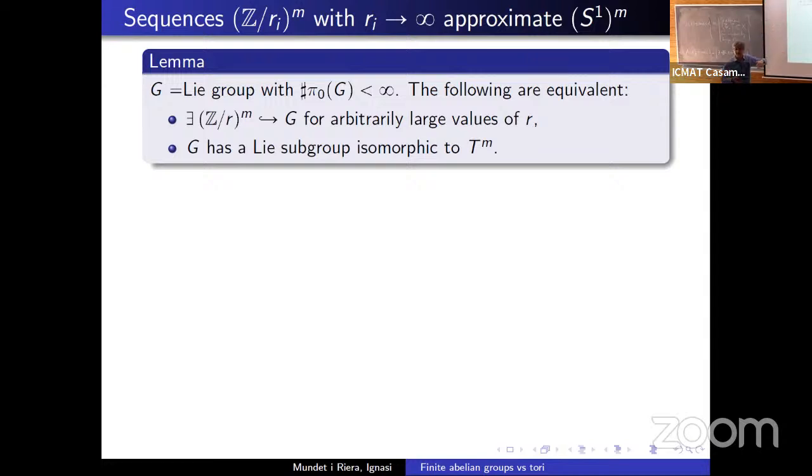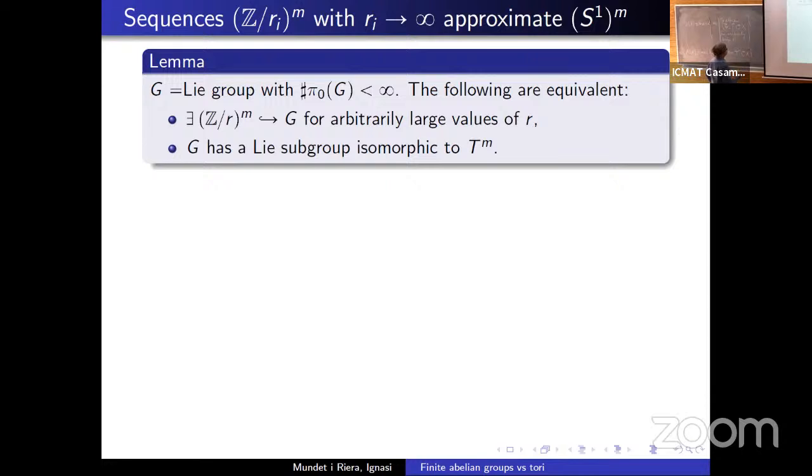Ri going to infinity. This can be seen somehow as better and better approximations of the M-dimensional torus. Okay, so the meaning of this sentence, of course, depends on what the meaning of approximation is. But let me give you a statement for which this sentence has a concrete and true meaning.